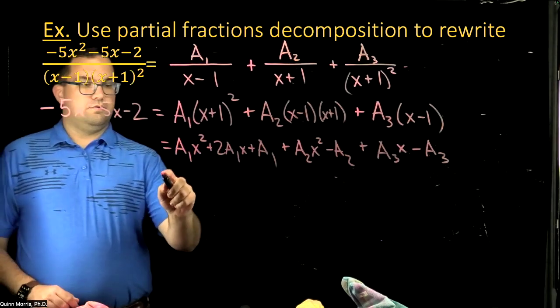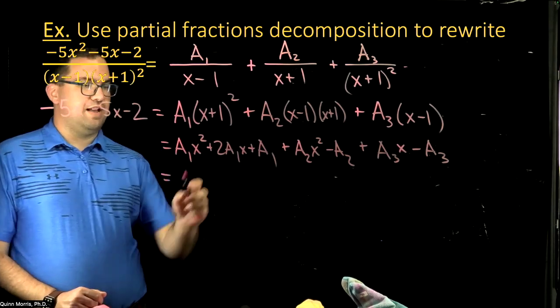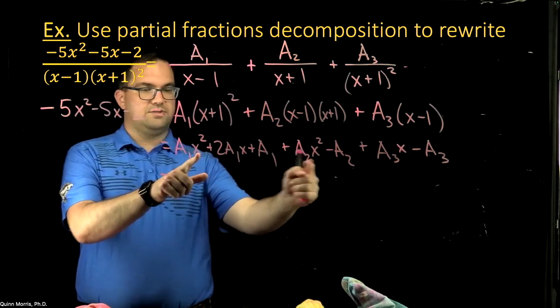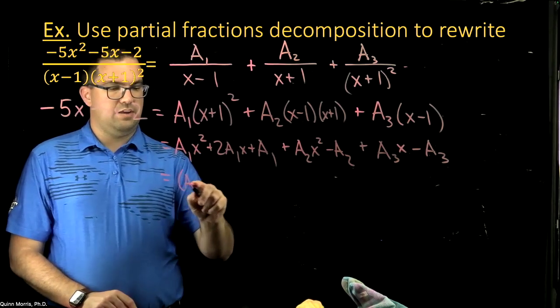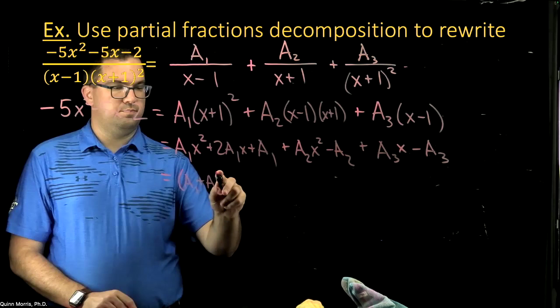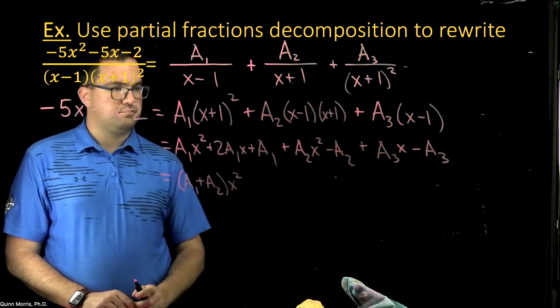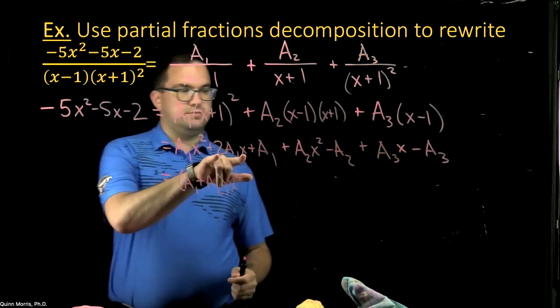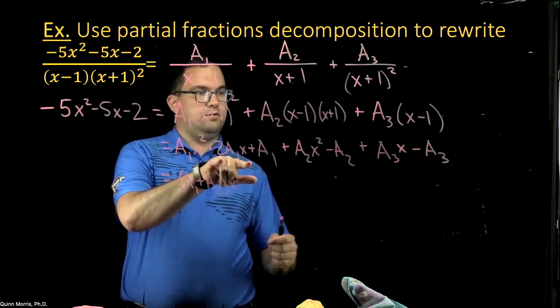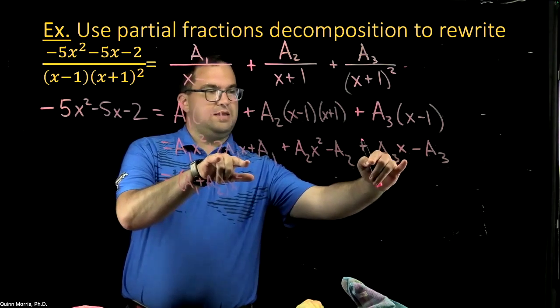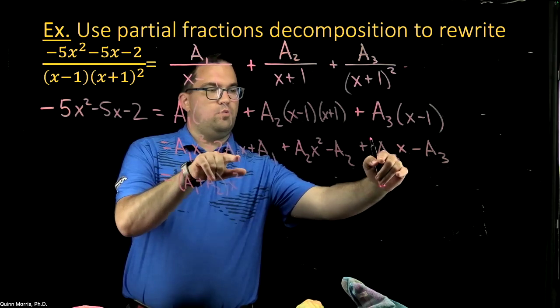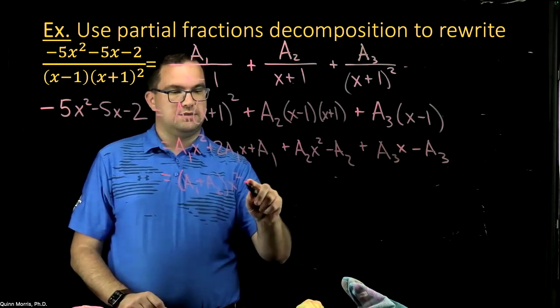Now we're going to group common powers of x together. So I've got an x squared here and an x squared here. So I've got a1 plus a2 times x squared. My x terms, I've got an x term here and an x term here. So I've got 2a1 plus a3 times x.